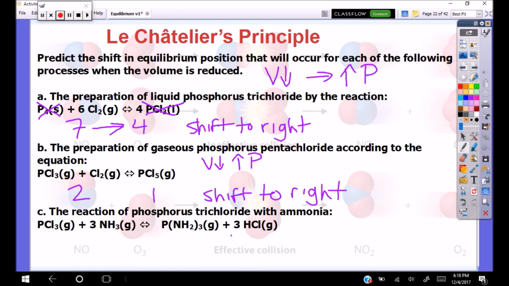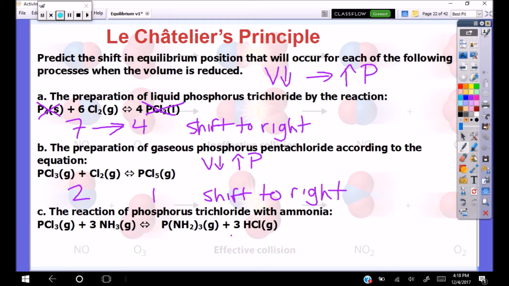If you think about it too, if we're increasing the pressure and we have more reactants, those reactants are twice as likely to collide with each other and make PCl5. So it makes sense that we would shift to the right anyway, because collision theory says that we would now have potentially more interactions due to the increase in pressure.